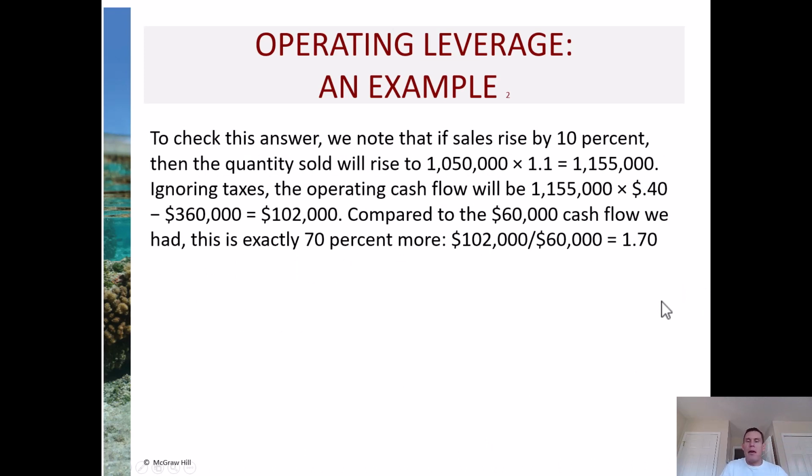Now to check this answer, we know that if sales rise by 10%, then the quantity sold will rise to 1,050,000 times 1.1, factoring in the 10%, equals 1,155,000. Ignoring taxes, the operating cash flow will be the 1,155,000 times 0.4 minus the 360,000, which is going to give us the 102,000. Compared to the 60,000 cash flow we had, this turns out to be exactly 70% more. We take the 102 over the 60 and we get 1.7. So just think of that as a way to verify it, to confirm it.